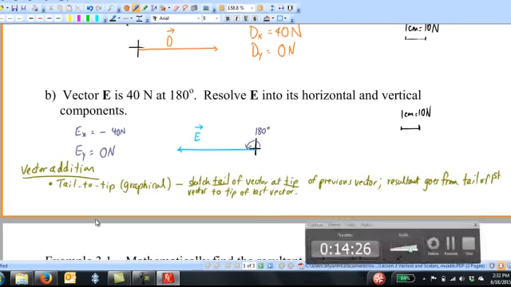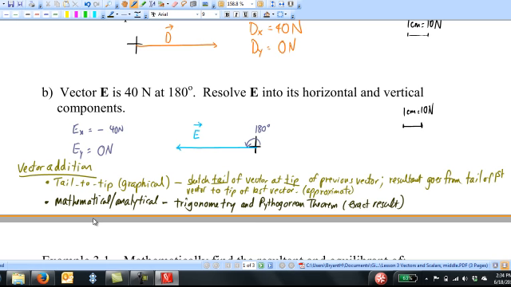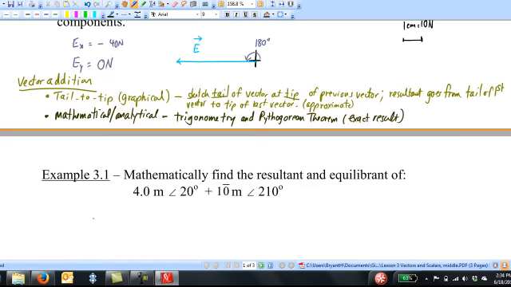The more common way we'll combine vectors is what your authors call the mathematical method, and I call it the analytical method. This method produces an exact result using trigonometry and the Pythagorean theorem. Let's demonstrate both of these methods using a couple of examples from your textbook.